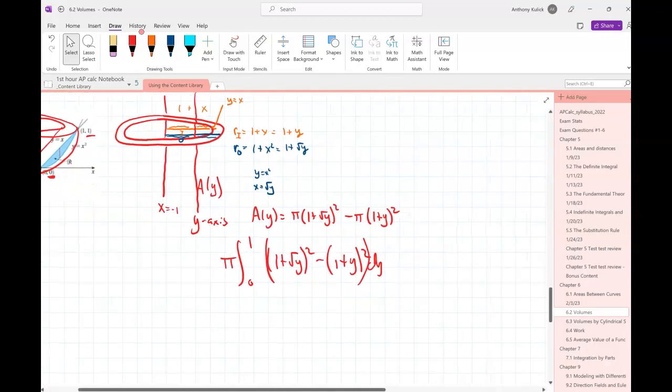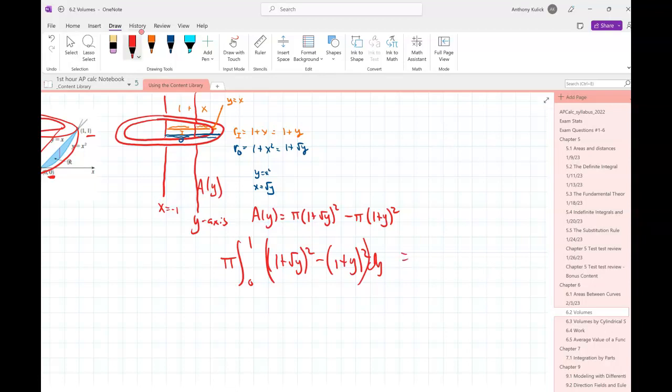And then from there, it's FOIL these out, combine your like terms, yada, yada, yada, integrate up. We're out of time, so I'm just going to cut straight to the chase. That's just pi over 2.